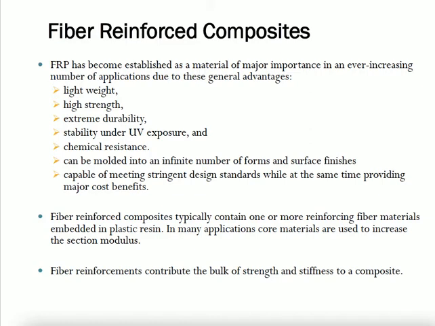Fiber reinforced composites typically contain one or more reinforcing fiber materials embedded inside the plastic resin, right? This plastic resin acts as the binder. In concrete, the binder is cement, right? As for these fiber reinforced composites, they are bound by the plastic resins. In many applications, core materials are used to increase the section modulus. Fiber reinforcements contribute the bulk of strength and also stiffness to a composite.